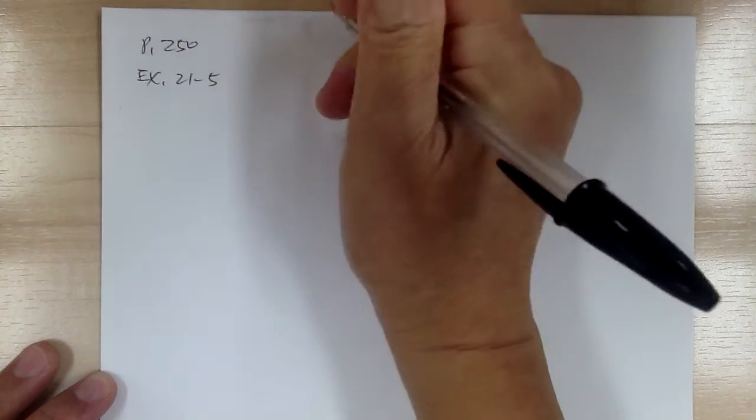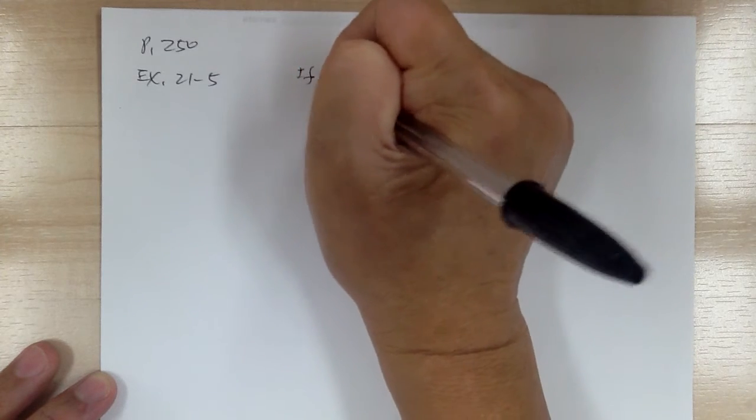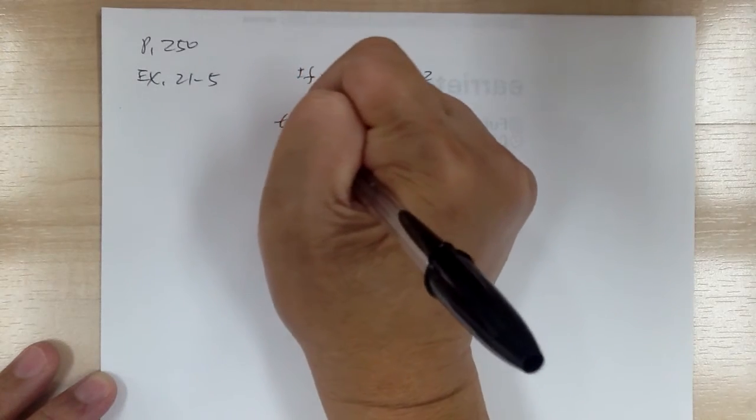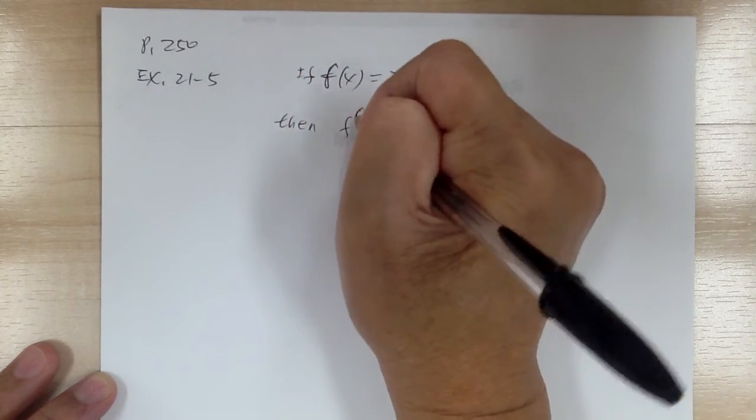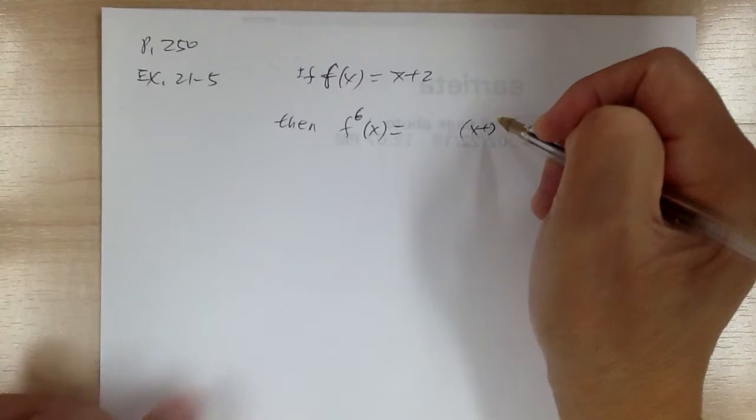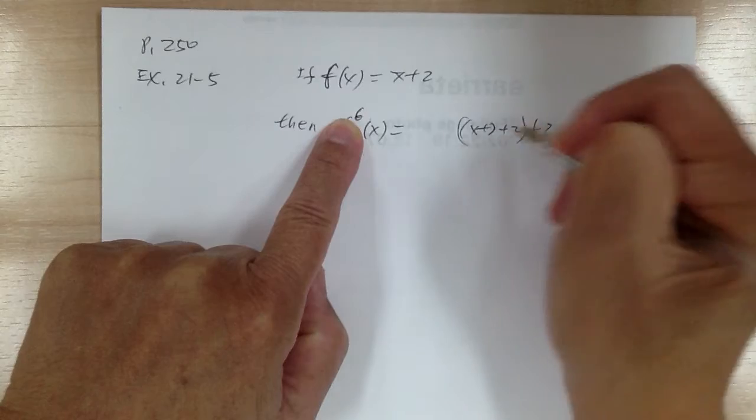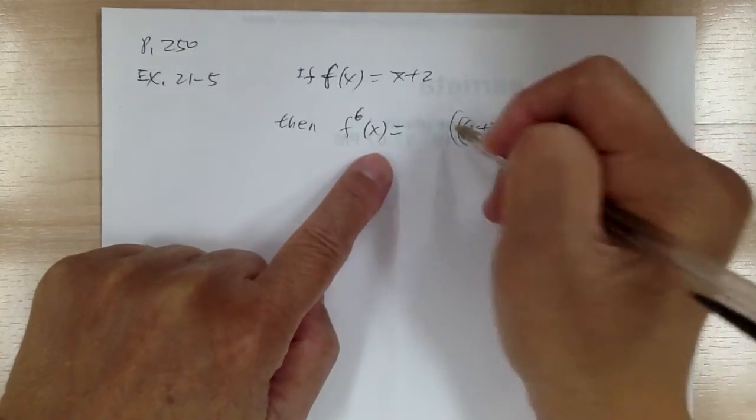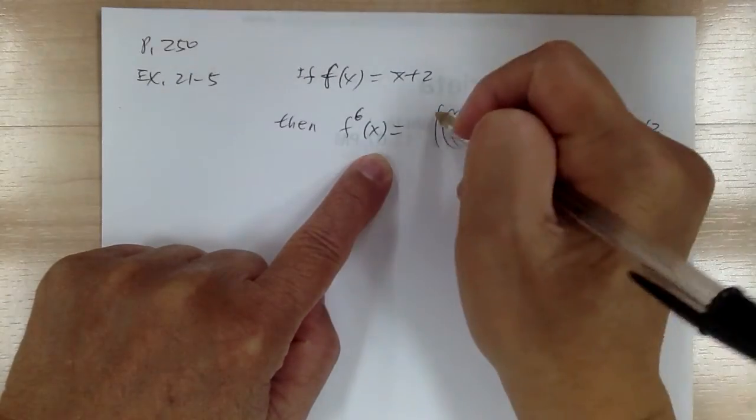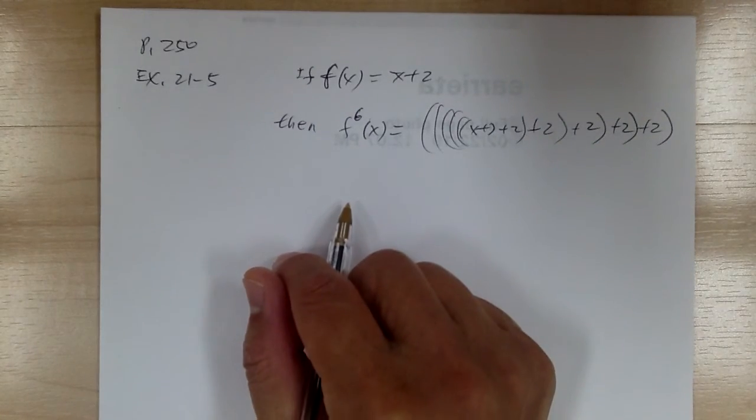Example 21-5, it says, if f of x equal to x plus 2, then f6 of x, so this will equal to x plus 2, so that's the first layer. Then you have the plus 2, that's your second layer. Plus 2, that's your third layer. Plus 2, that's the fourth one. Plus 2, that's the fifth one. Plus 2, that's the sixth one. So it means you have to keep repeating the same function 6 times.